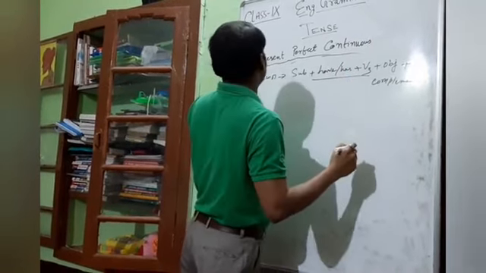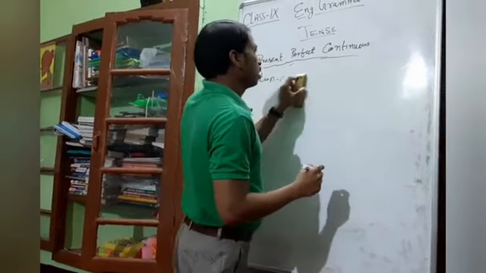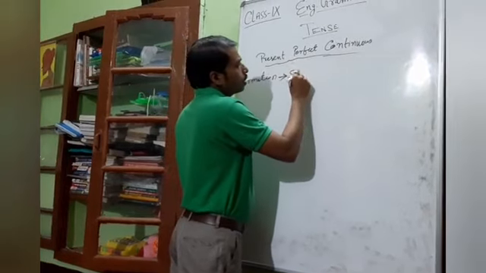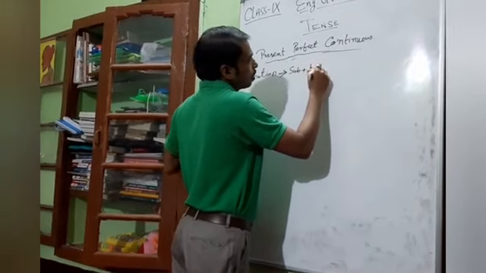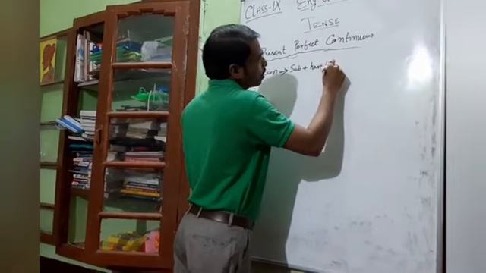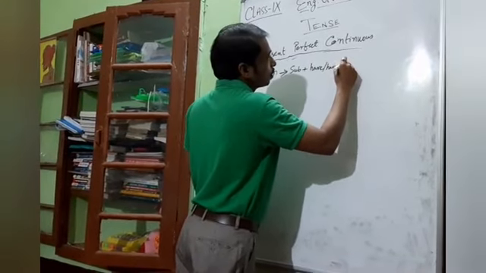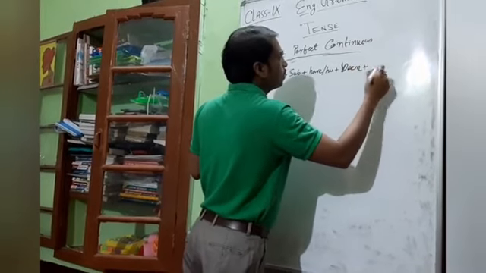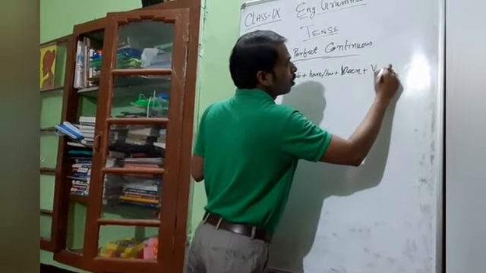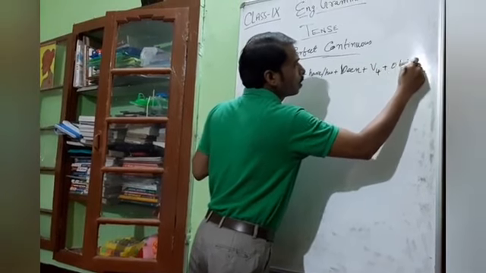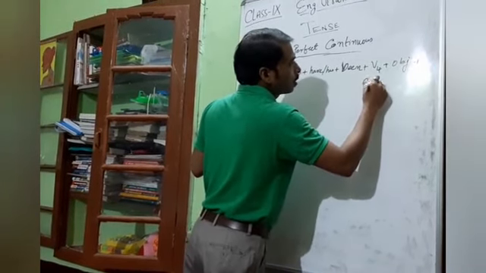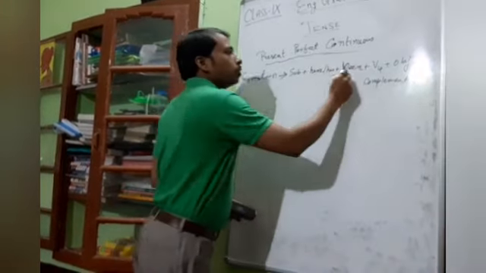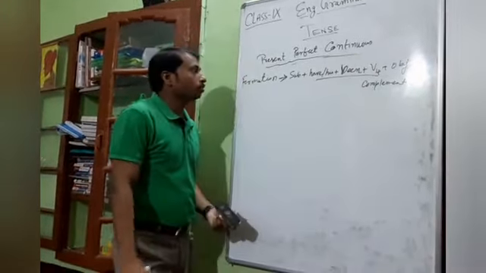Present perfect continuous. Now let's come to the formation of the present perfect continuous at the beginning. Subject plus have or has plus been plus V4 plus object plus complement. So this is the formation. Have or has plus been plus V4 is the basic formation.